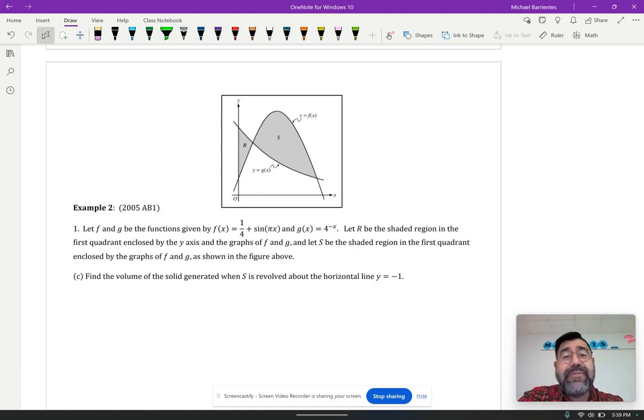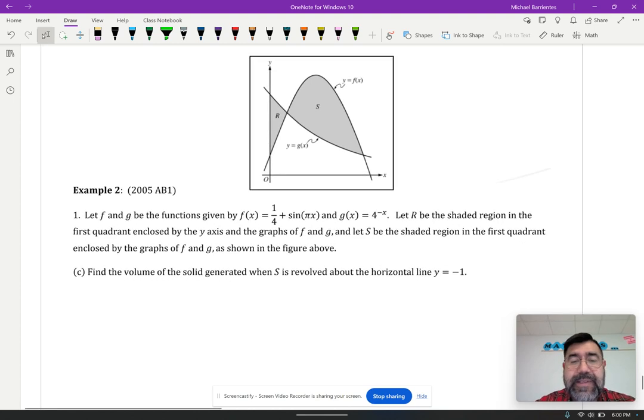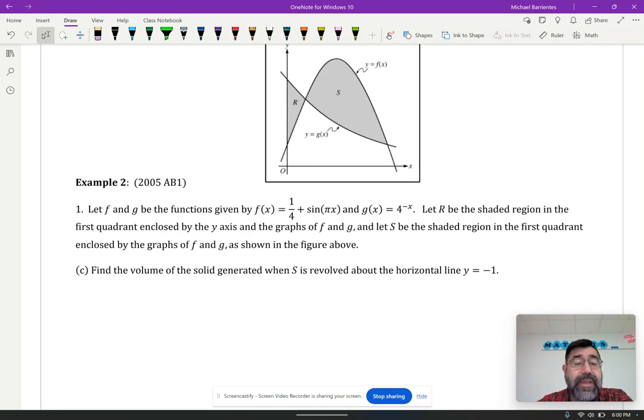And again, I want to reiterate, we don't need to visualize what that solid looks like. We don't need to draw it. You're never going to be asked to sketch it. You will need to know some characteristics of it that can help you set up the integral. But other than that, we have what we need with the information that's given in order to figure out the volume. So let's look at this example from 2005.